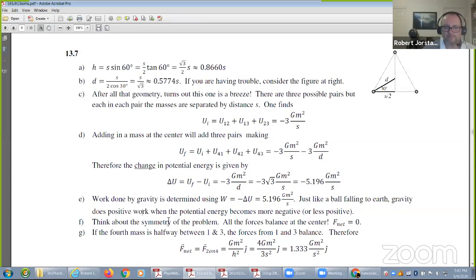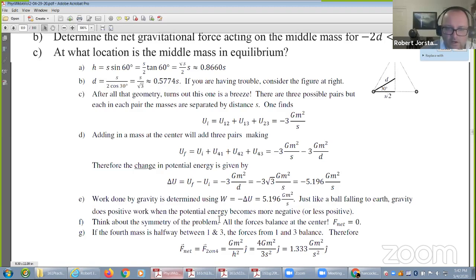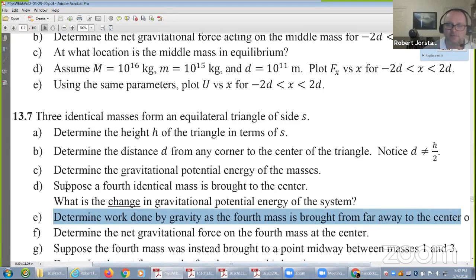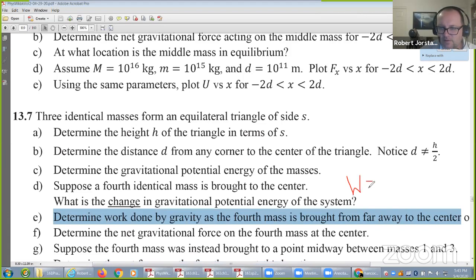All right. And let's go back and take a look at this. Determine the work done by gravity as the fourth mass is brought in. This is a question where I'm trying to see if you remember this weird fact. Work is equal to negative delta U. That was one of the ways that we defined potential energy. That was the way, right? So if work is negative delta U, and we just found delta U, that way is actually pretty easy. All right.